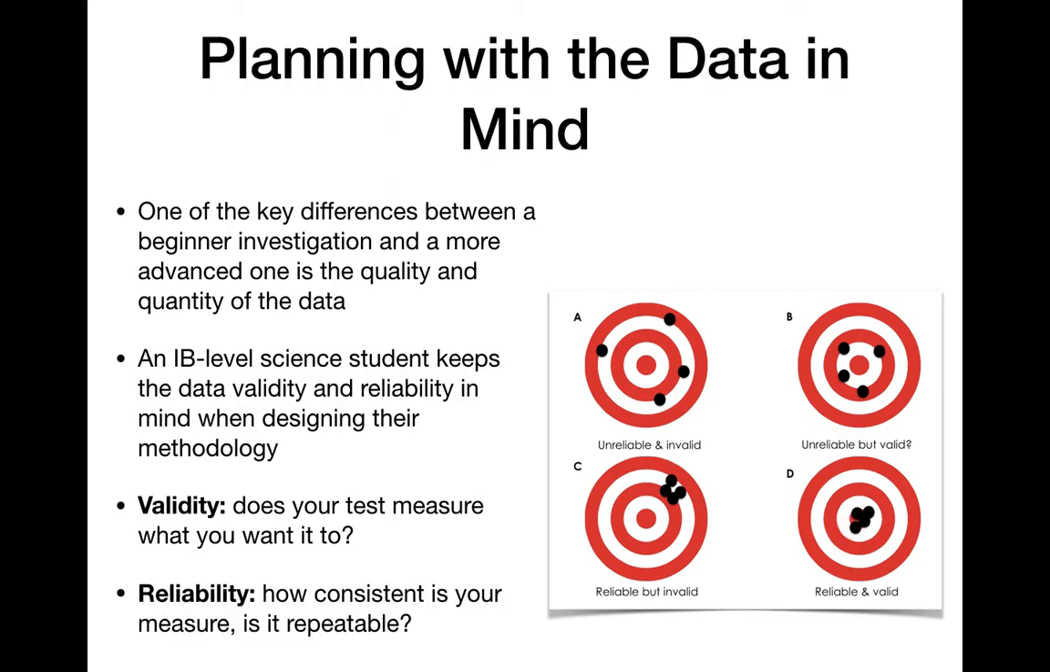And then reliability is how consistent is it? So if you're consistently hitting that target, that's going to be reliable. This is reliable, and this is also reliable. So it's really important that your data is both reliable and valid. It's measuring what you want it to measure, and it's consistently measuring that in a similar value. So there's not a ton of sources of error messing up your data.